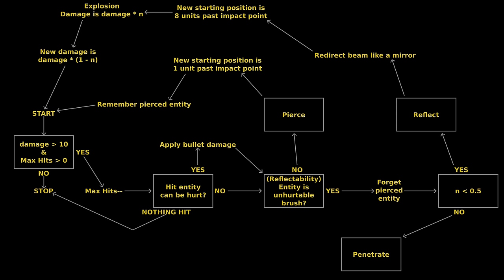Finally, all reflections end with the beam losing some of its energy, which means damage. The damage of the beam on the next iteration of the loop will be the damage times 1 minus n, which means impact angles closer to parallel will take away less damage, and angles closer to perpendicular will take away more, for a maximum of half the damage lost in one reflection. N being larger means stronger explosions, but less damage being available for future beam segments.